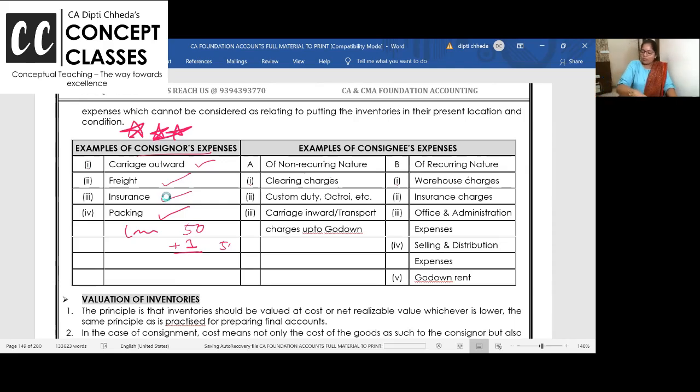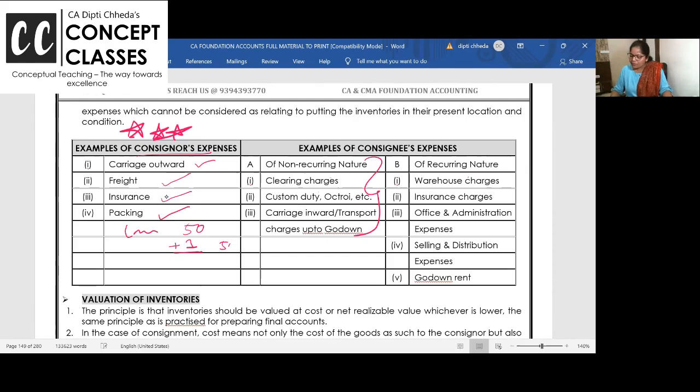What are non-recurring expense? Just one time when you are getting the goods. Clearing charges, custom duty, octroi. Octroi is a kind of toll road tax जो लगता है. Carriage inward till you go down. Till my goods reach the consignee's godown. Will some expense be incurred by the consignee? Yes. Are they a part of the closing stock? Yes.